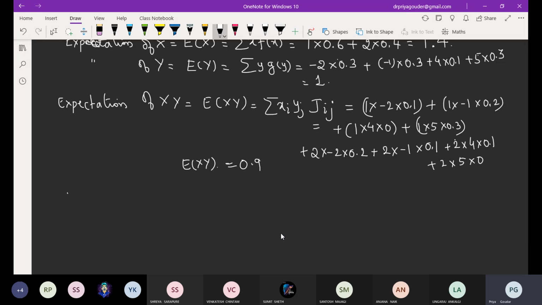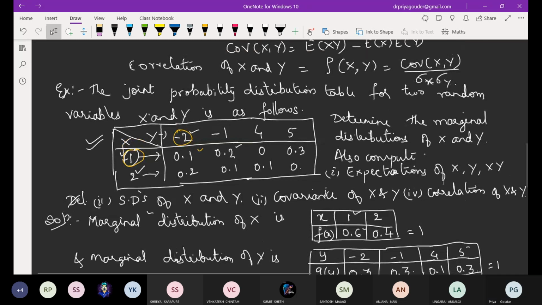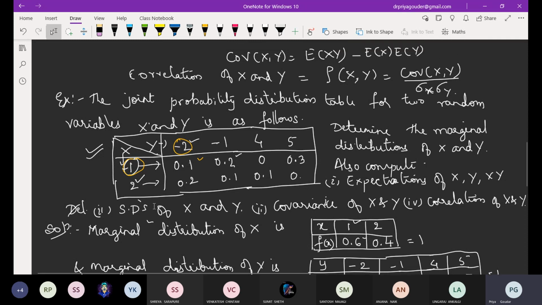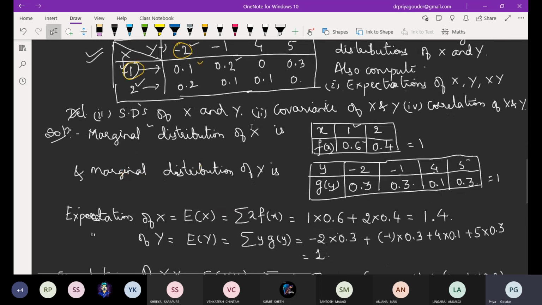Next is variance. What they have asked here is standard deviation, correct? Can we find standard deviation directly? No. First we need to find the variance. Then take the root of the variance. That will give you the standard deviation. You have to perform this variance.